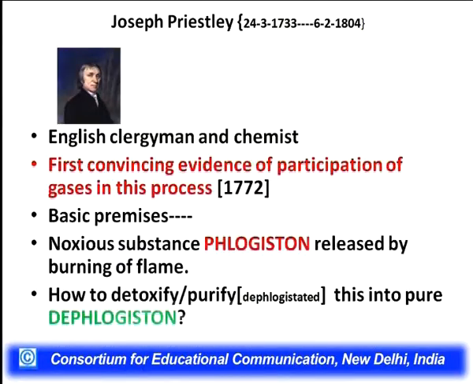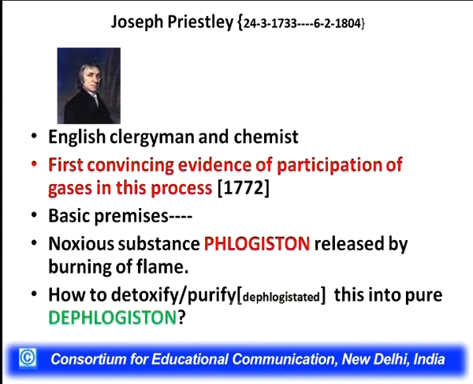The English clergyman and chemist Joseph Priestley was a very, very prominent scientist who at the time of his work, which is in 1772, was working on the nature of different types of gases. At the end of the 18th century, people had a lot of notion about impure air and pure air, because anything which was being burnt was producing impure air, which they called as phlogiston. Phlogiston is some sort of foul air which could be released by burning of flame or any such activity.